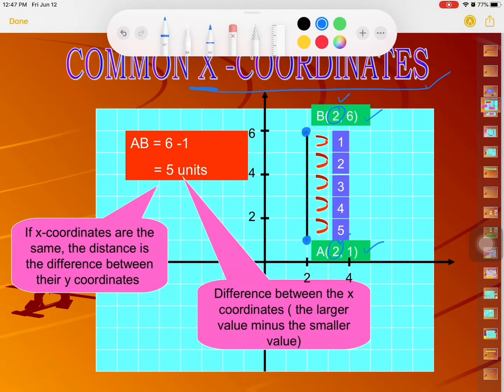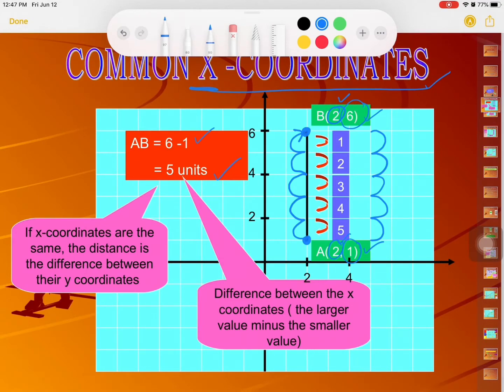So if we want to find the distance, you just need to hop: 1, 2, 3, 4, 5. There you go. That's your distance, 5 units. As easy as that. Or you can just count how many small boxes there are: 1, 2, 3, 4, 5. Or the other way around is that you take the highest value of y and deduct it with the lowest value of y, and you'll get 5 units.